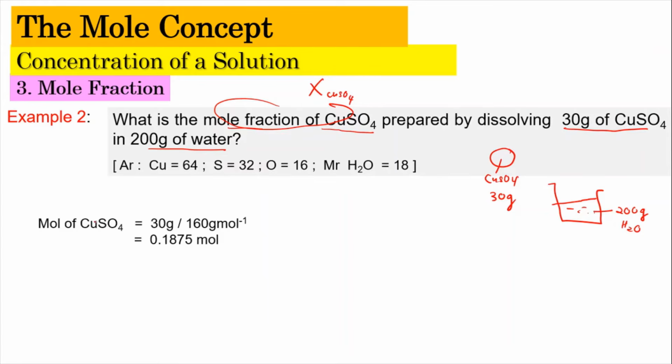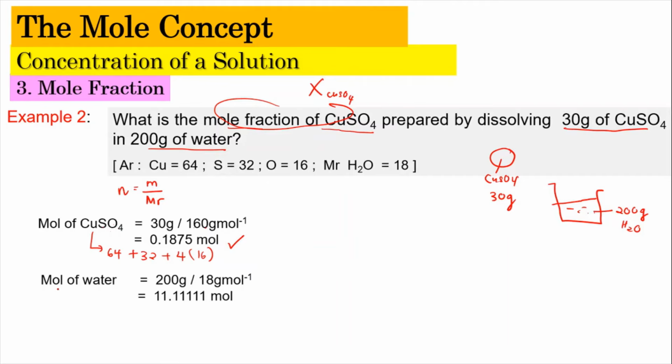So the mole of CuSO4 is basically mass divided by molar mass. The mass of CuSO4 is 30 gram and the molar mass here is 160. Please calculate it one by one: 64 plus S is 32 and 4 atoms of oxygen multiplied by 16. So you're going to get 160. Okay, so the mole of CuSO4 is going to be 0.1875 mole.